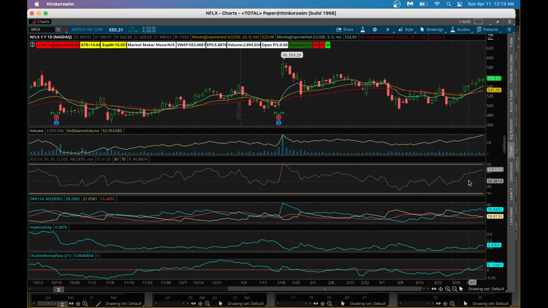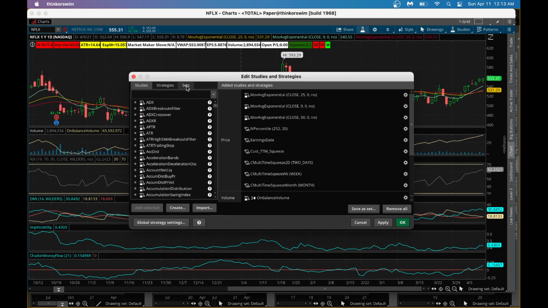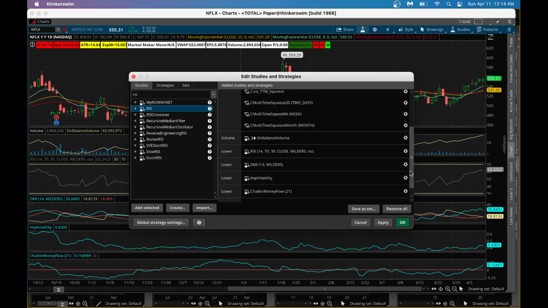So to add RSI, same story. You can click on this torchlight here, and I already have the RSI. You can just say RSI. So right here, this is the RSI. So I just add the default whatever we have. So I got the RSI. So it's a good indicator. I would recommend adding RSI.